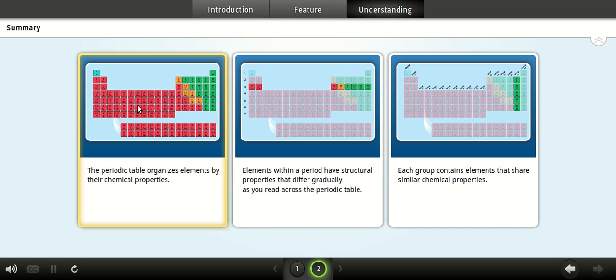The periodic table is helpful because it organizes elements by chemical properties. Elements are metals, metalloids, or nonmetals, except hydrogen.